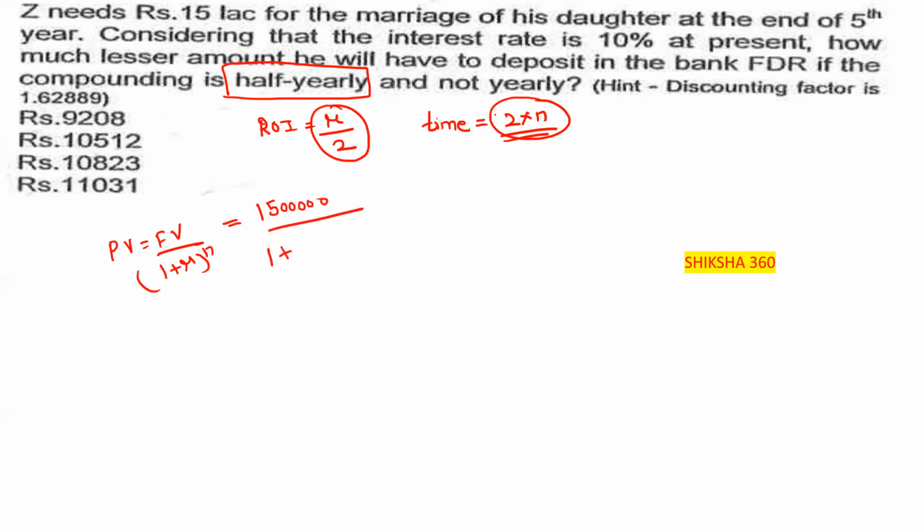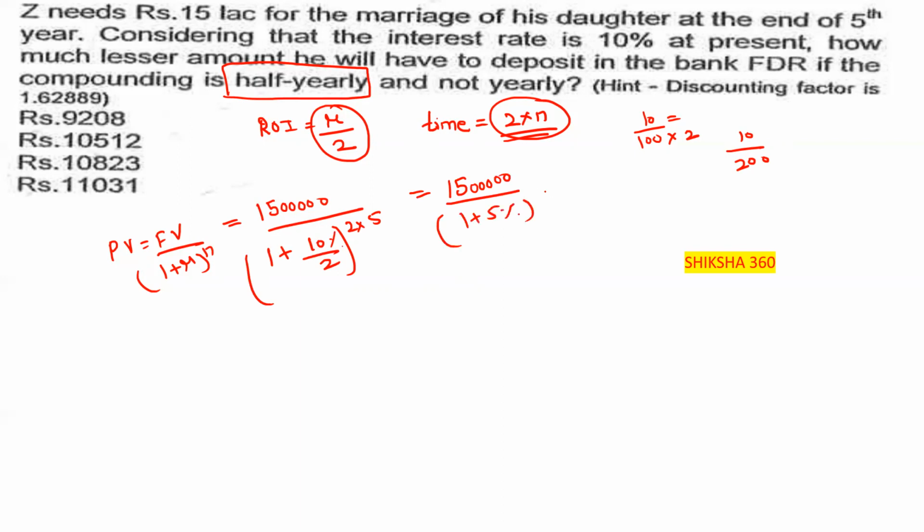Upon 1 plus r, here r is equal to 10%, that is 10 upon 100. Okay, divide by 2, clear? So 10 upon 200. Or we can say 10 upon 2, that is 5%. Time is 2 into 5, that is 10. So it is 15 lakh upon 1 plus 0.05 power 10. Now we have to solve that.